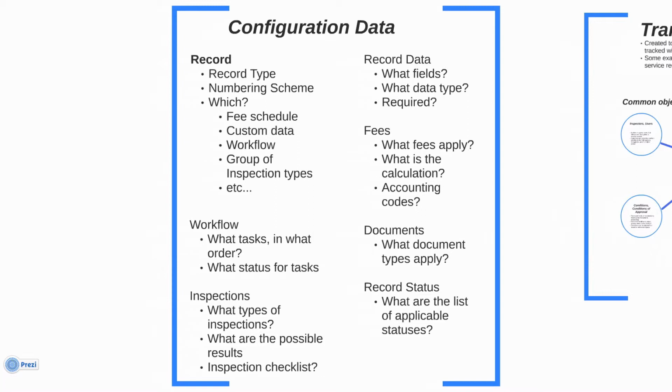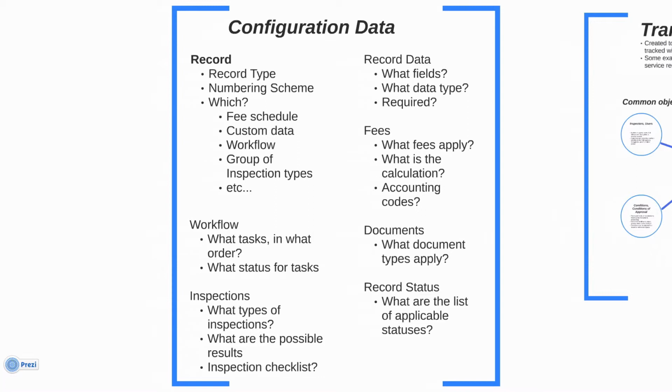Record data. So this is going to be when we talked about custom forms and custom tables. What data do I need to capture about this particular record type? What data is different on this record than any other record? This is where I'm going to capture that type of information.